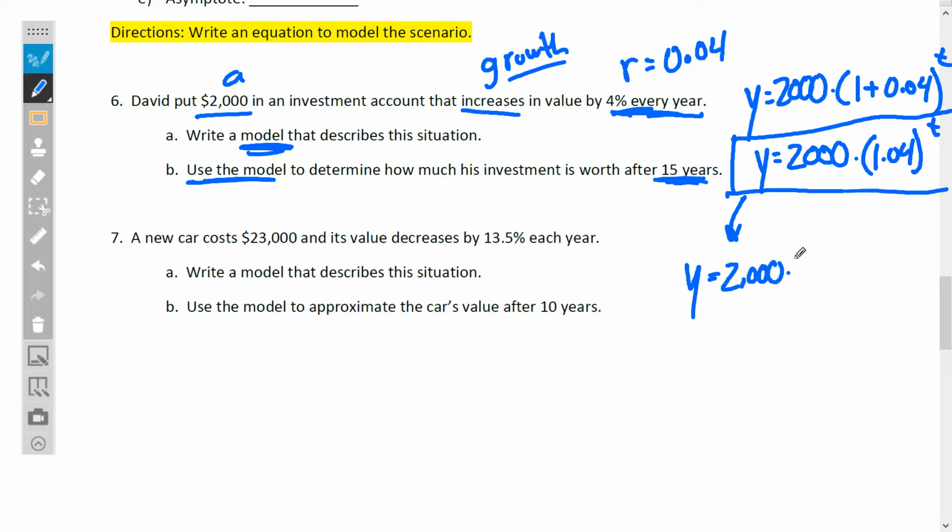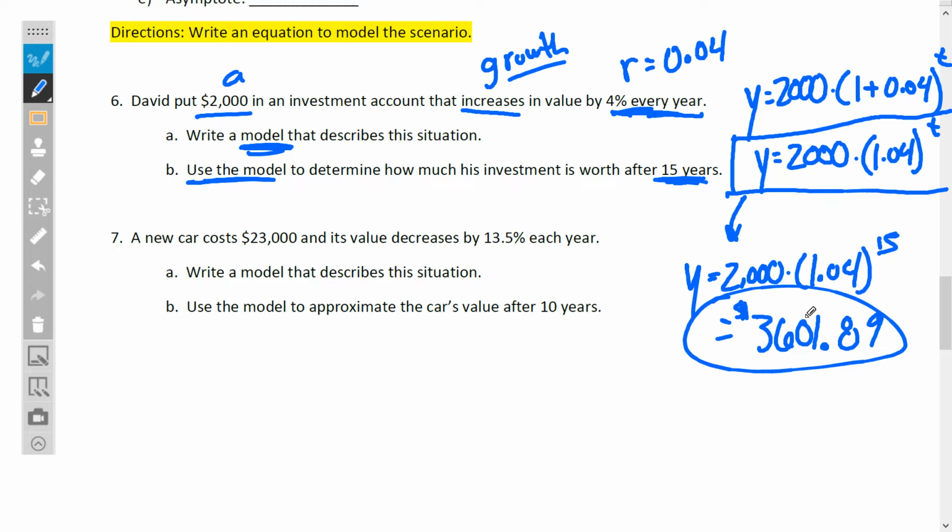So 2,000 times 1.04 to the 15 power. This is something we can just easily and quickly plug into the calculator. So 1.04 raised to the 15th power, multiply that by 2,000, and we get $3,601.89. So that would be our answer for letter B.